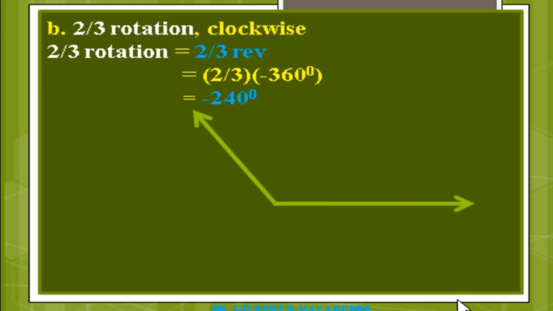Consider the figure below. So we have here angle AOB in clockwise direction, which measures negative 240 degrees.